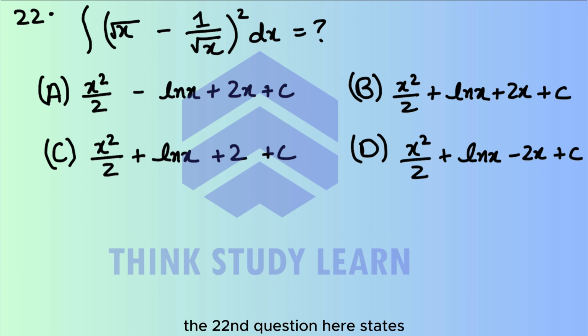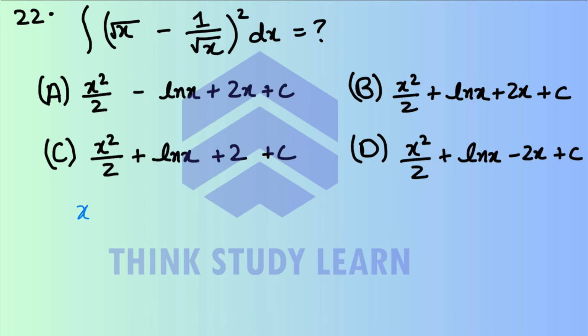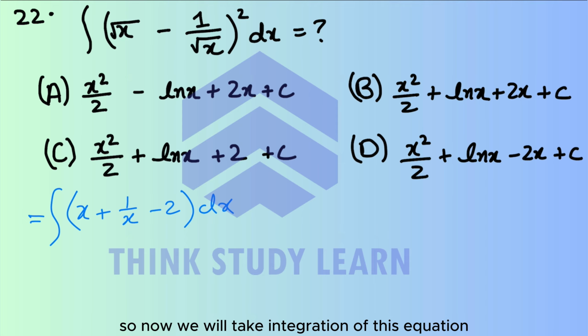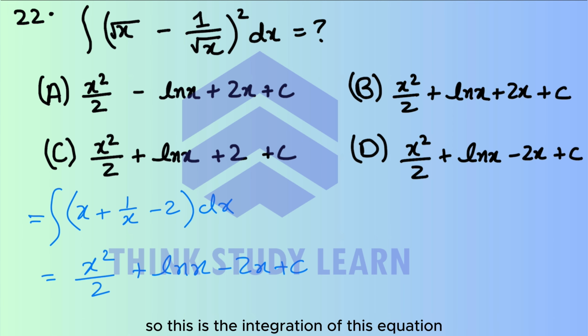The 22nd question here states find out the integration of x square root x minus 1 over square root x whole square dx. So we know that when we open this formula, it will become x plus 1 over x minus 2 dx integration. So now we will take integration of this equation, x square by 2 plus ln x minus 2x plus c. So this is the integration of this equation. D option will be the right choice.